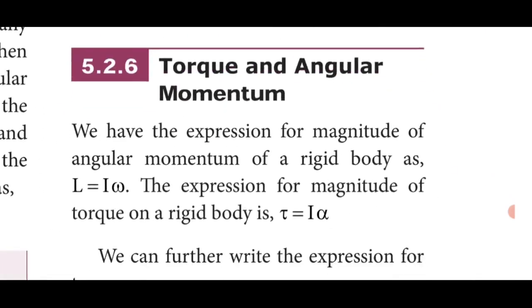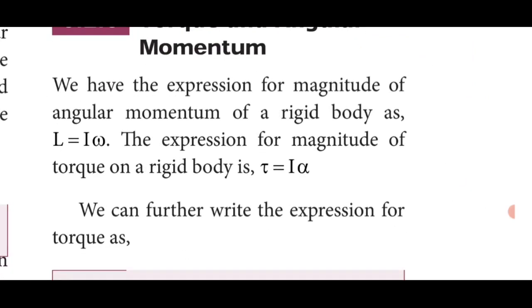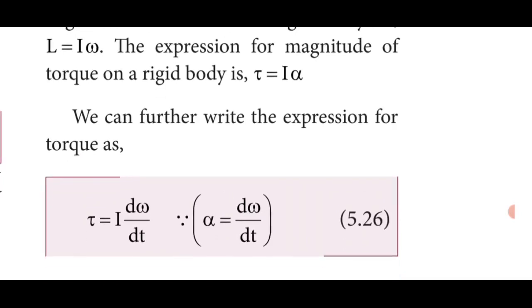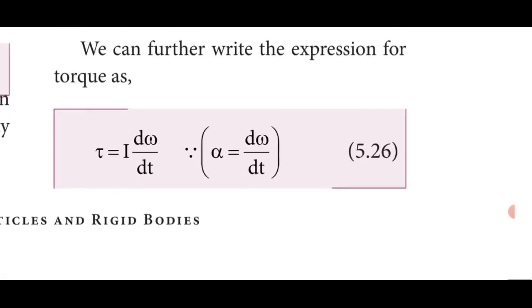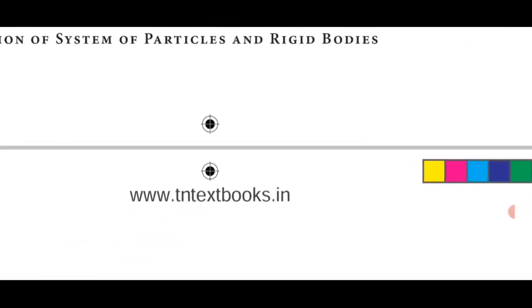Next, the torque and the angular momentum. We have the expression for the magnitude of angular momentum, L equal to I omega. The magnitude of the torque will be tau equal to I alpha. We are going to combine these two equations. Tau is equal to I d omega by dt, since alpha is equal to d omega by dt.